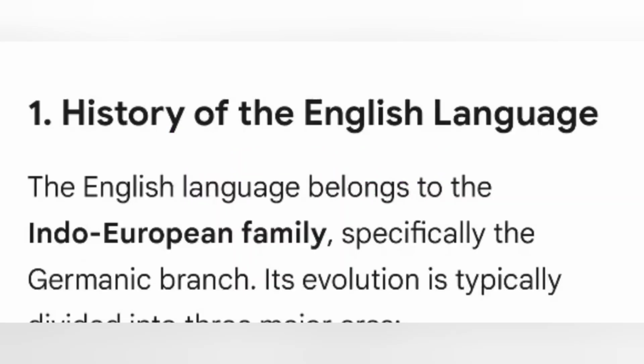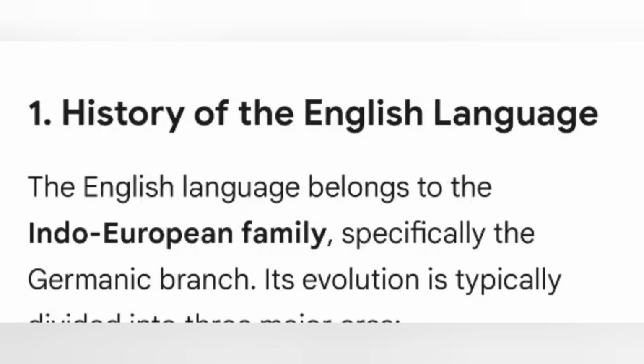Module 11, Structure of English Language and Linguistics. History of the English language. The English language belongs to the Indo-European family, specifically the Germanic branch. Its evolution is typically divided into three major eras.